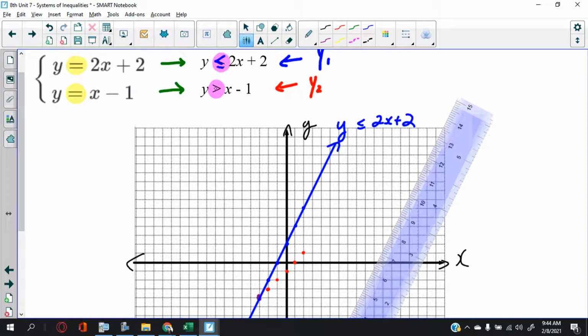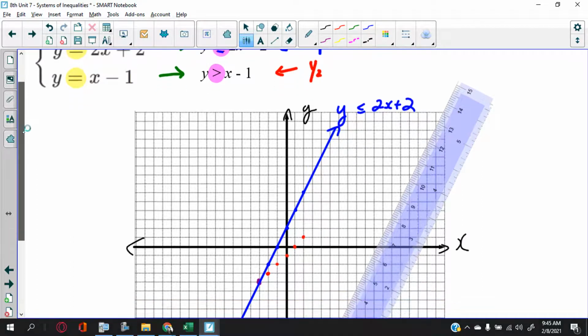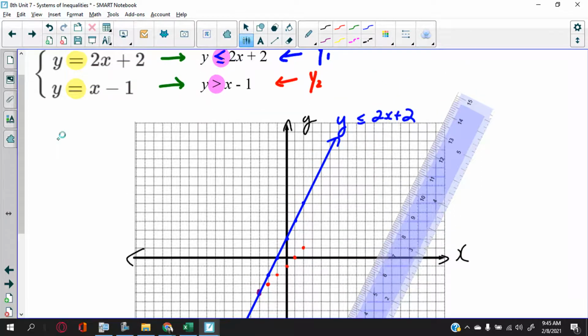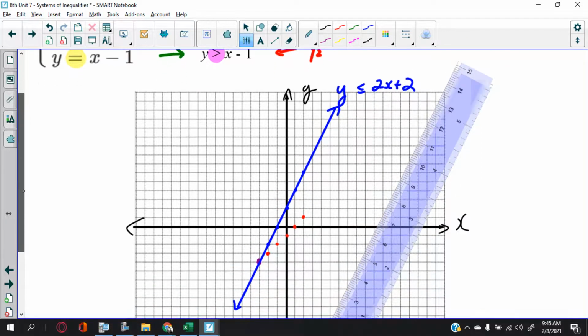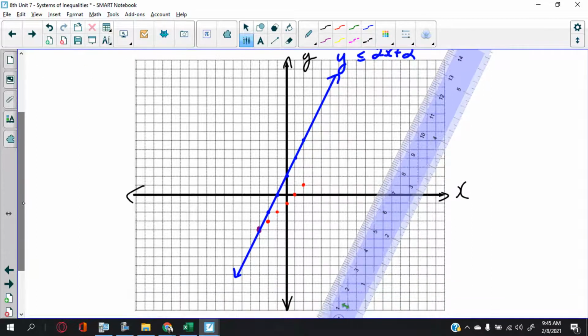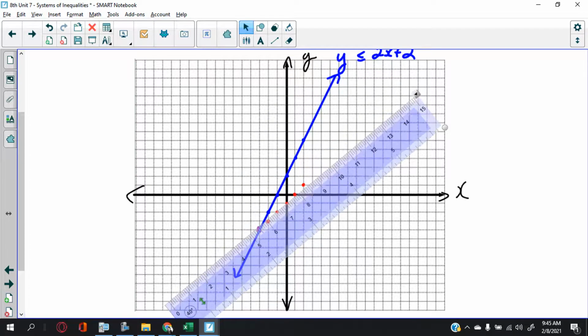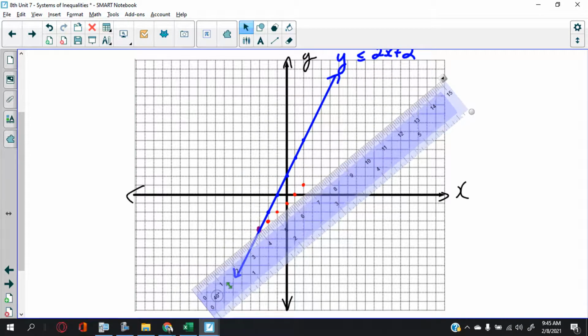Now, the second line is y is greater than x plus 1. So it's greater than, so I gotta remember, right? It's not a solid line. If it's greater than, it's a broken line, right? It's a dotted line. So let me try to connect this without drawing it as a solid line, all right? So that's one thing you gotta keep in mind.